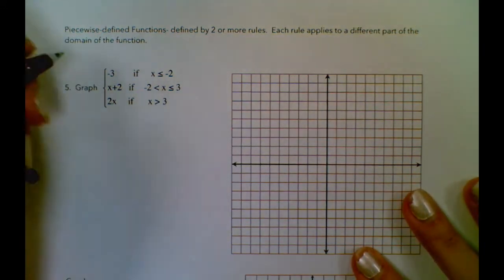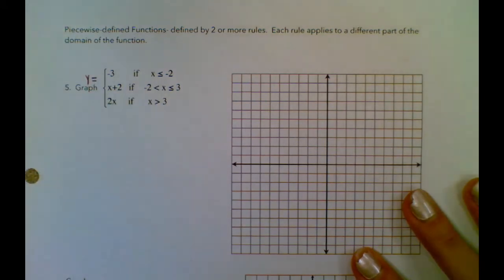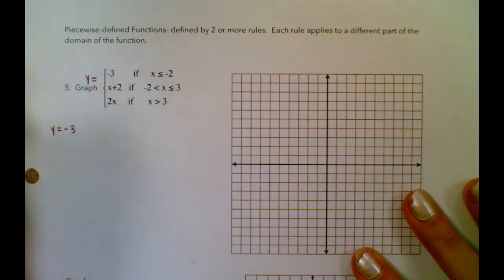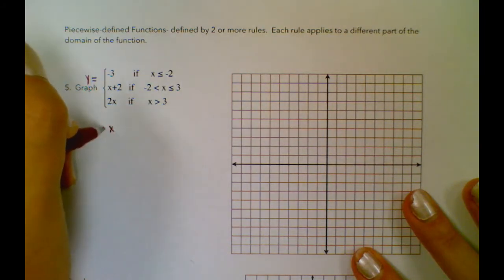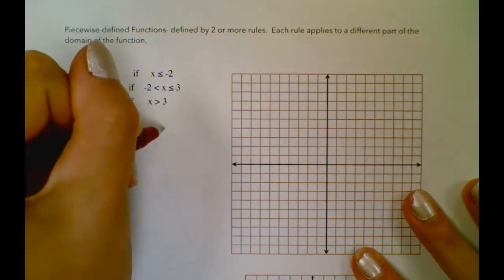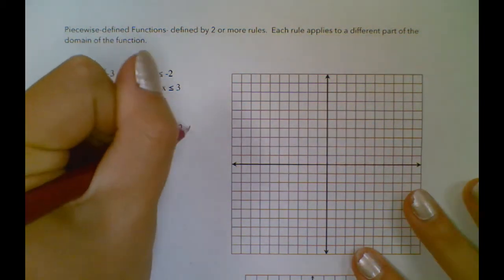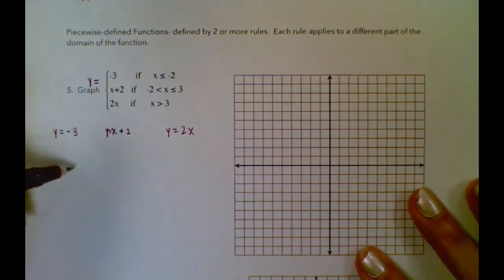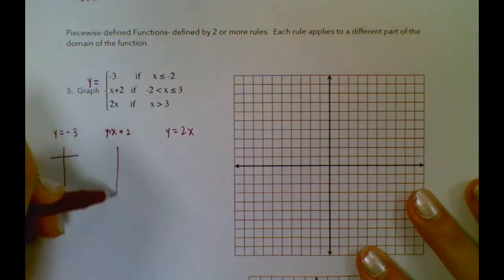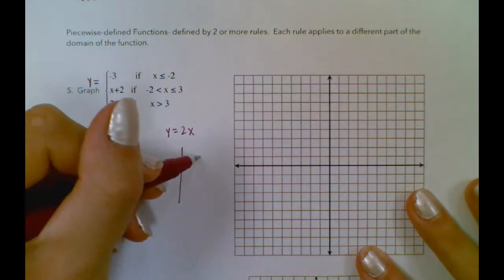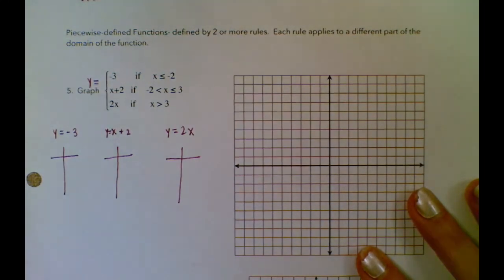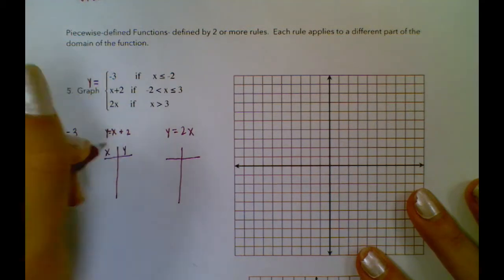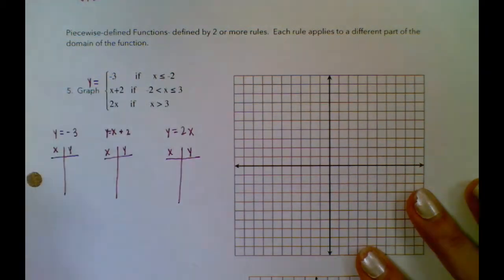So this is y equals or f of x equals. So we have 3 different equations here. When y equals -3, when y equals x plus 2, and when y equals 2x. So we're going to have 3 different pieces here, hence the word piecewise. Okay? So I'm going to make a little t-chart for each of these, and you don't have to do this every time. I just like to do it in notes just in case people are struggling. So we got x, y, x, y, x, y.